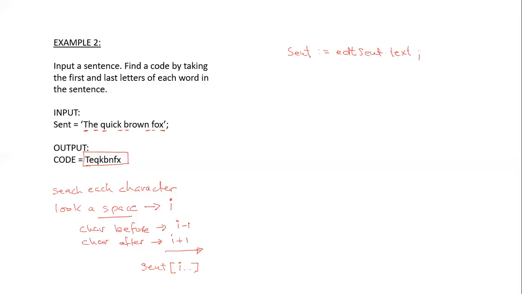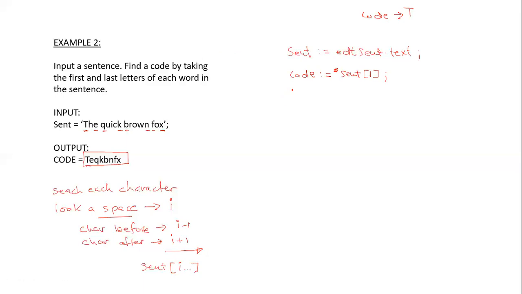But I'm also going to create a variable called code in which I'm going to store each letter of the code when I find it. So I'm going to start code at sent position 1. Let's keep track of the code variable here. So the code is starting with T if we're using the example, the quick brown fox.